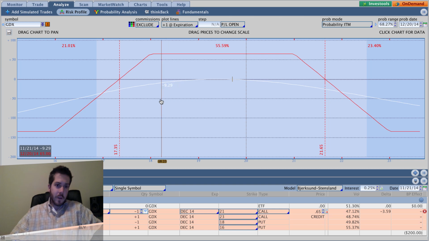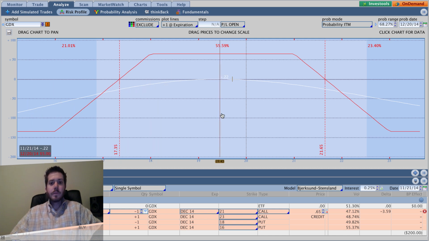So let's take a look at the downside. If we go just a little below 18, you can see that profit starts to reduce slowly. And then when we get to our break even at 17.35, there's no profit. It's just break even. Then as we go below 17.35, you can see that we start to accrue losses slowly until we hit that long put strike, which is 16. Then those losses stop. They're capped out. That's our defined risk. So you can't lose any more than 135 bucks. GDX can go to 0 and you still only lose 135 bucks.